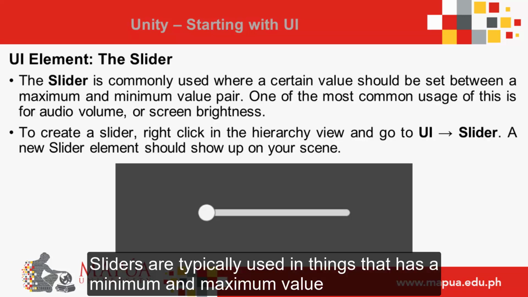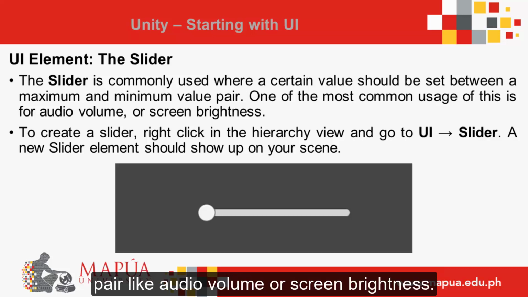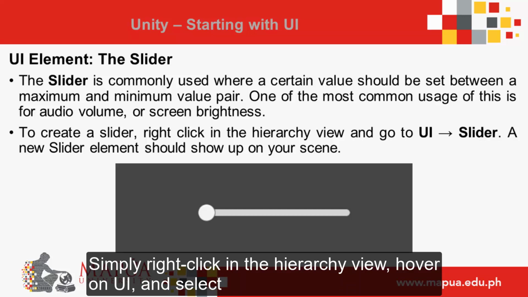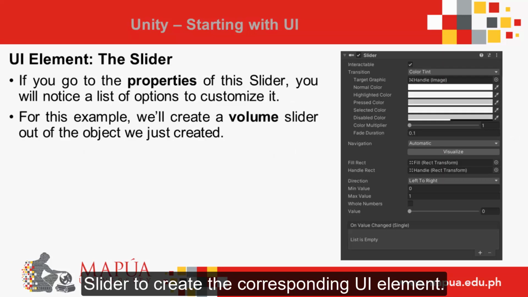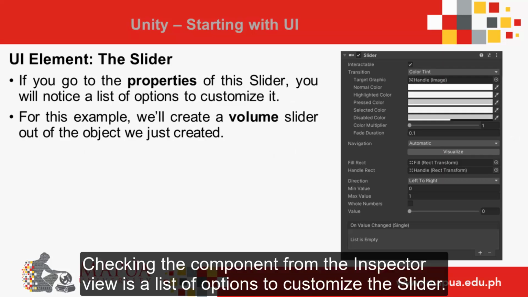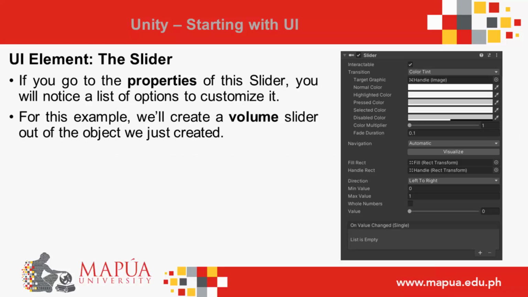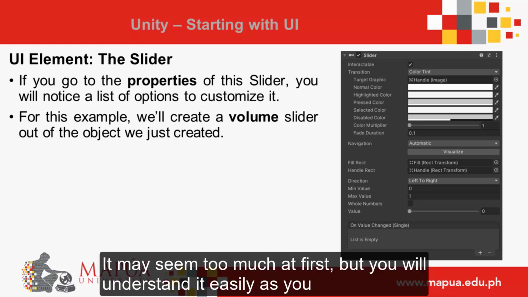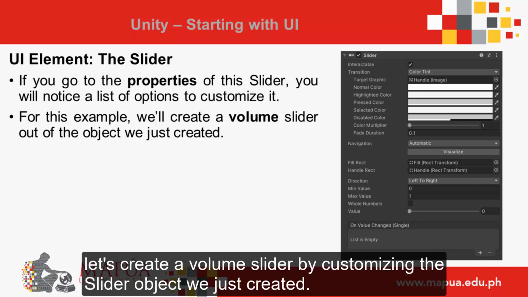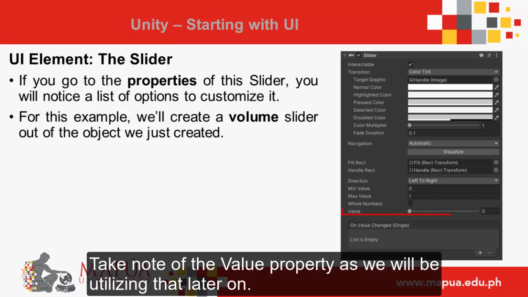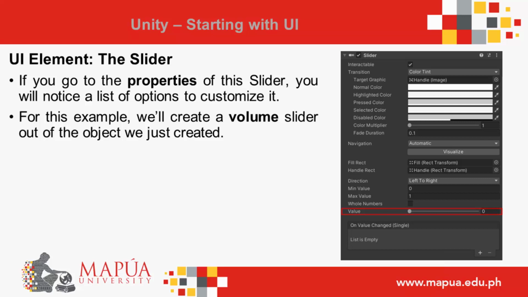Sliders are typically used in things that have a minimum and maximum value pair, like audio volume or screen brightness. Simply right-click in the hierarchy view, hover on UI and select Slider to create the corresponding UI element. Checking the component from the inspector view is a list of options to customize the slider. It may seem too much at first, but you will understand it easily as you continue to use it on your projects. In the meantime, let's create a volume slider by customizing the slider object we just created. Take note of the value property as we will be utilizing that later on.